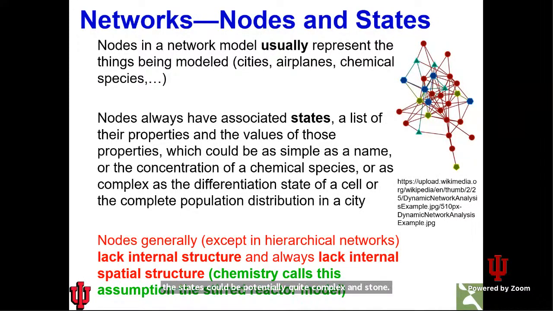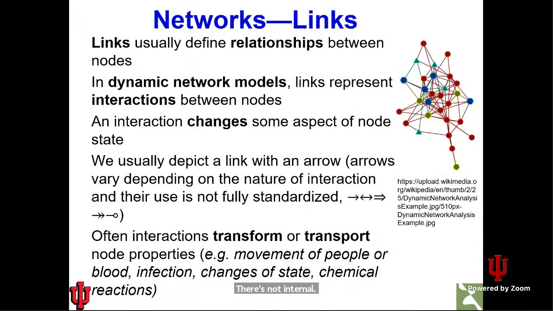But typically, we're going to assume that we don't have internal structure in those nodes. The state can be complex. And if we were doing chemistry, that would be called a stirred reactor model. In fact, there's no internal state. But the node always has an associated state.